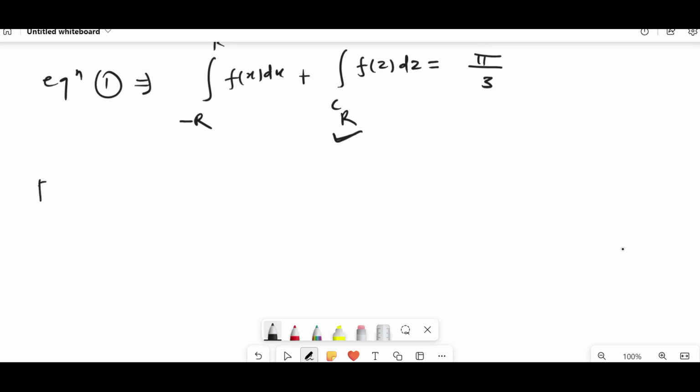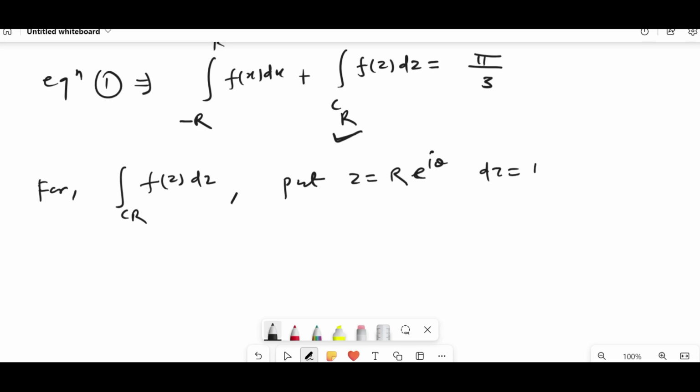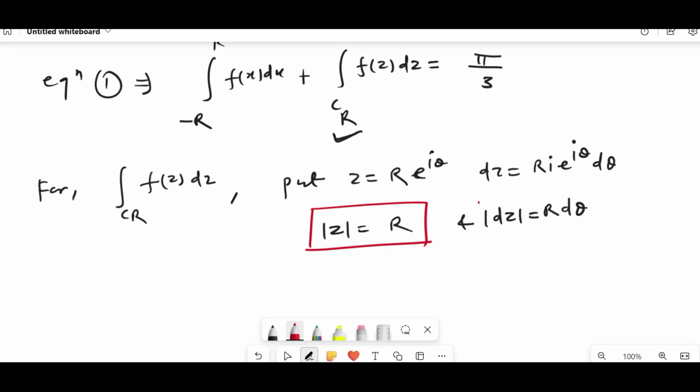So now for the integral over the curve C_R of f of z dz, we need to put the value of z, that is R e to the power of i theta. So now here dz is equal to R i e to the power of i theta d theta. So now mod of z is equal to R and mod of dz is equal to R d theta. So this is a required value.